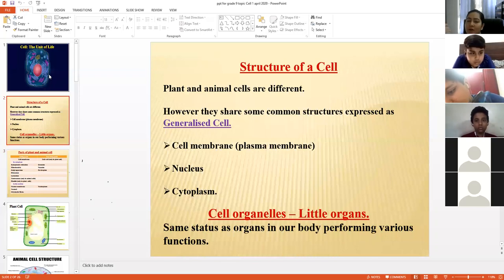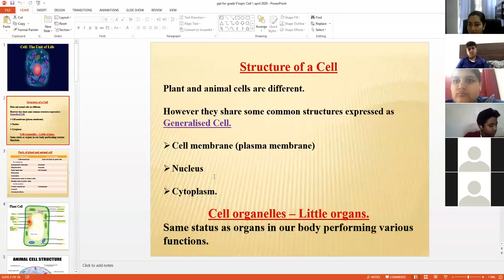Now, students, we all know that plant and animal cells are different. However, there are some common structures which both of them share, and that is called a generalized cell. What do you mean by a generalized cell? A generalized cell is one in which both plant and animal cells share these structures. So what are these structures? The first is the cell membrane, which is present in both types of cells. The second is the nucleus, and the third is the cytoplasm. These are the common structures which are shared.